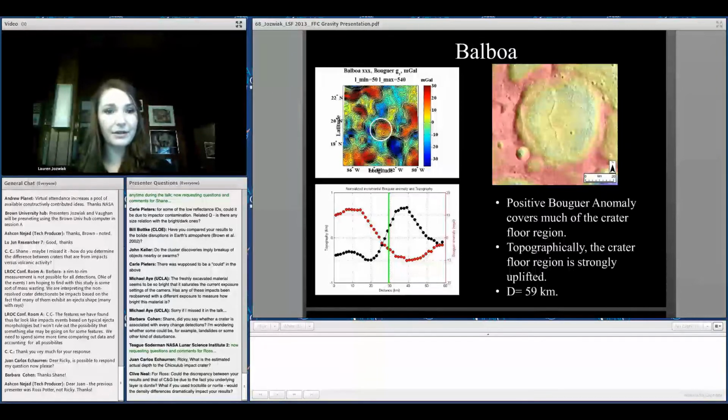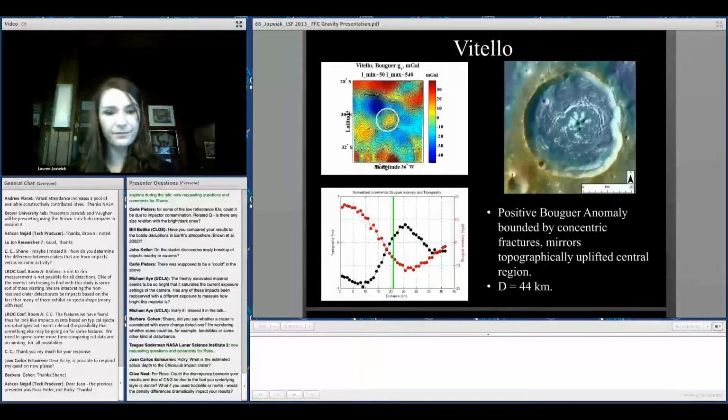And then also down here in the bottom quadrant, we have the radial Bouguer anomaly overlain with radial LOLA topography. You can see, again, high Bouguer anomaly in the center of the crater, falling off as you move away from the crater floor.